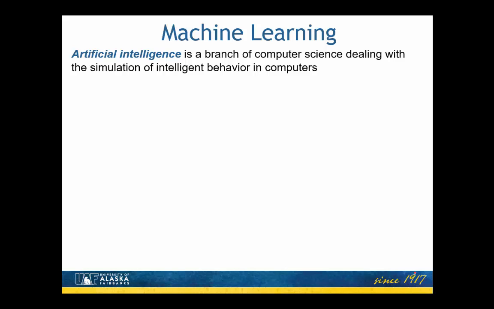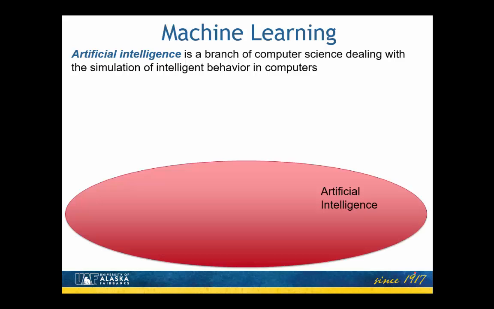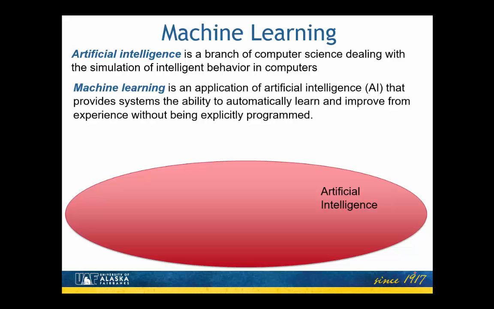Artificial intelligence is a branch of computer science, and it deals with the simulation of any type of intelligent behavior in computers. So it's a very, very wide ranging field. Now, within artificial intelligence is something known as machine learning, and that's an application of AI, and it provides systems the ability to automatically learn and improve from experience without being explicitly programmed. So machine learning is just a subset of artificial intelligence.